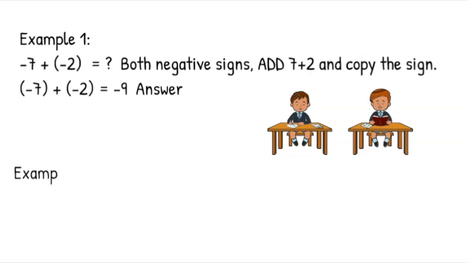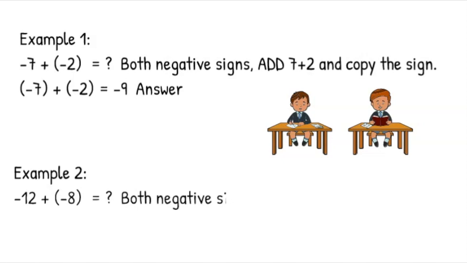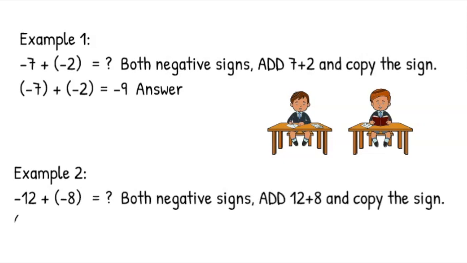Example number 2. Negative 12 plus negative 8. Similar to example number 1, both numbers have the same negative signs. So, we should add the numbers 12 and 8 and keep the negative sign for its sum. The final answer is then negative 20.